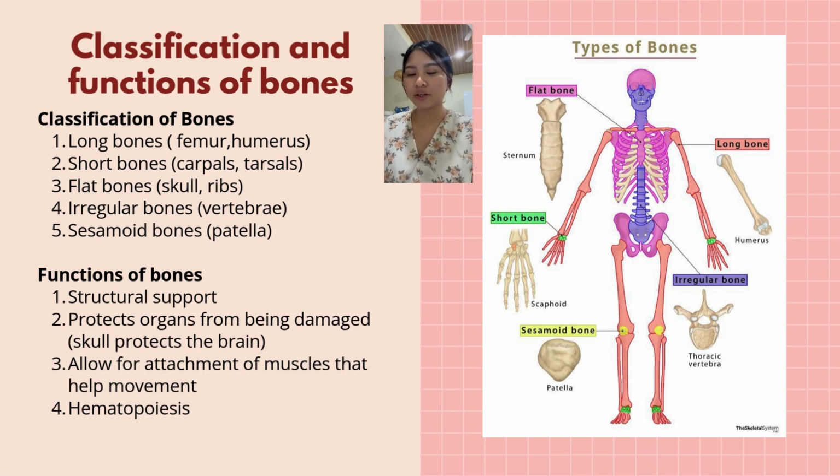Bones have several important functions. They provide structural support and protect organs from being damaged. For example, the skull protects the brain. They also allow for attachment of muscles that help movement, and last but not least, bones are also involved in hematopoiesis, which is the production of blood cells in the bone marrow.